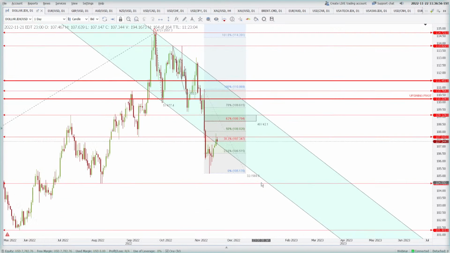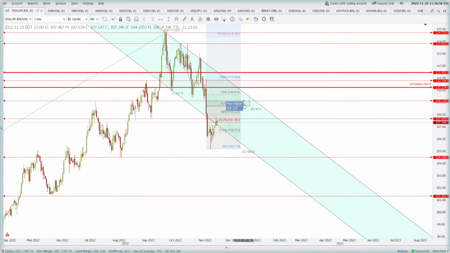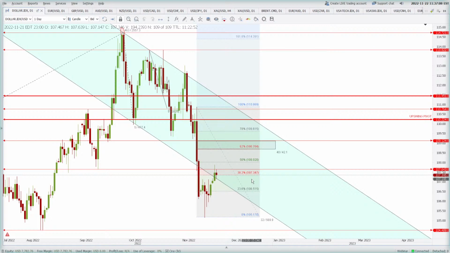very good area to open a short trade with the stop loss higher than 109.12 and take profit at 107.64 and 104.48 on the downside. So right now 107.64 is the immediate resistance, and 104.48 is the immediate support for the US dollar index.